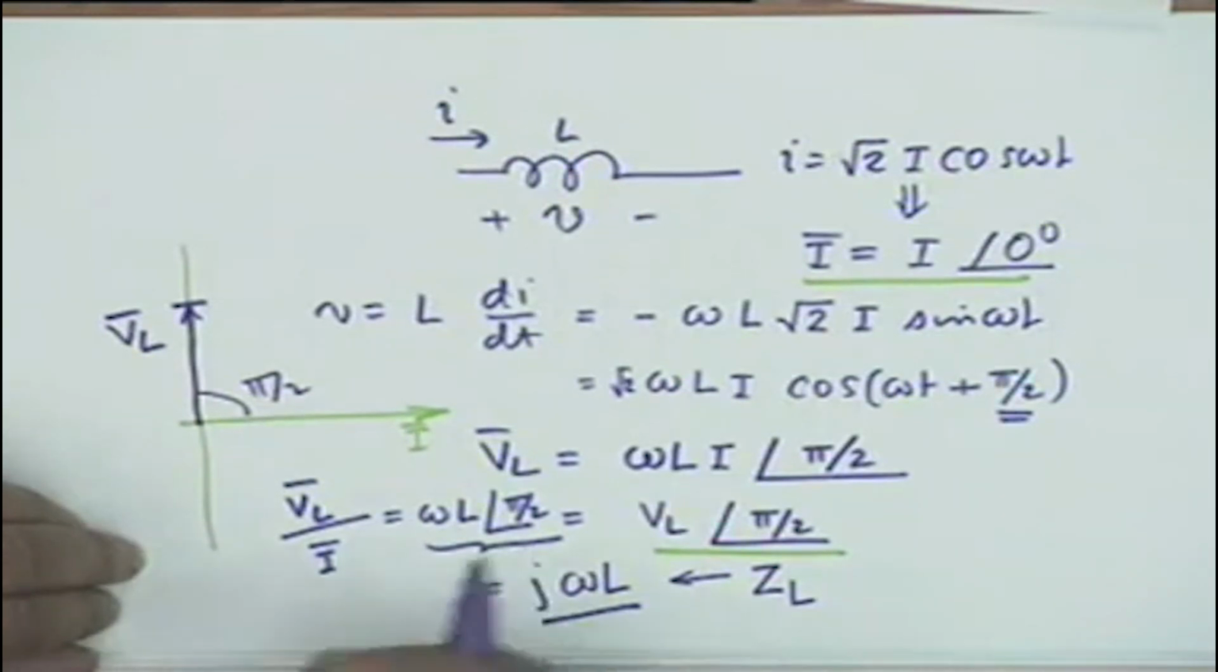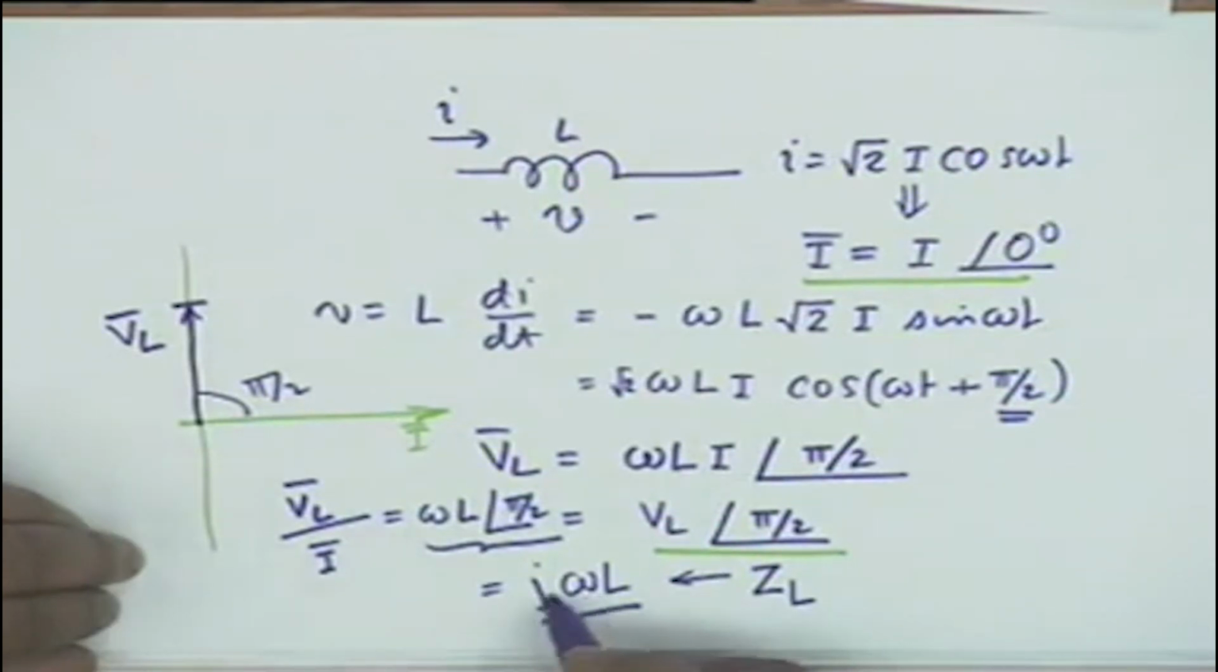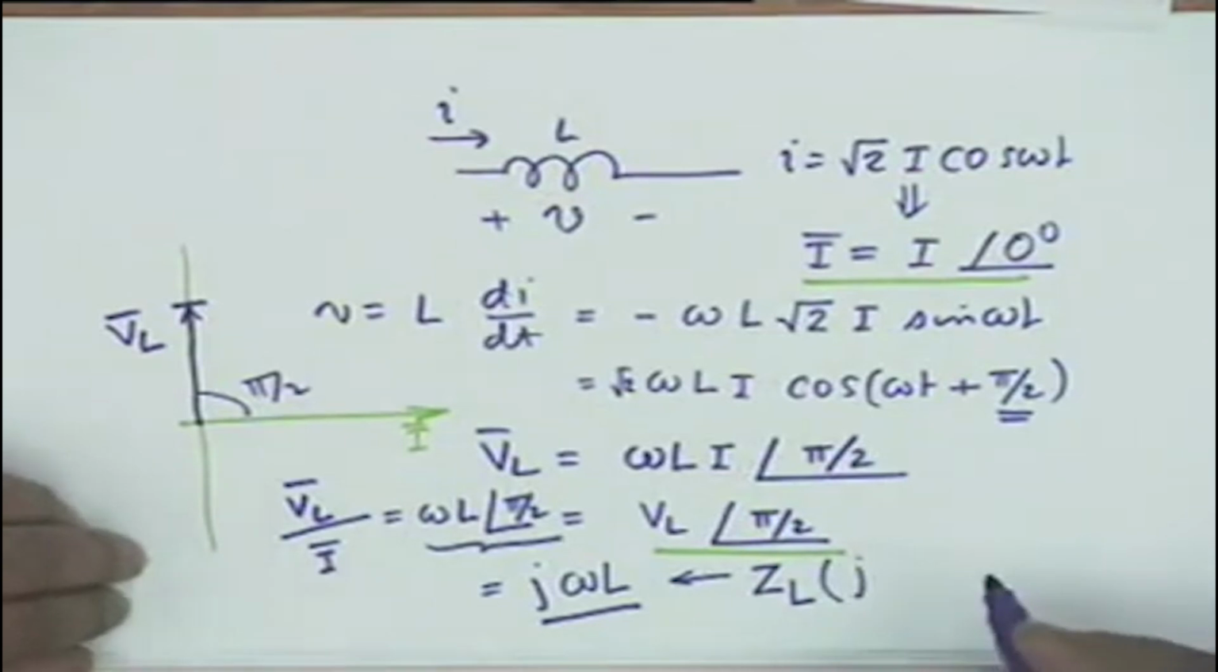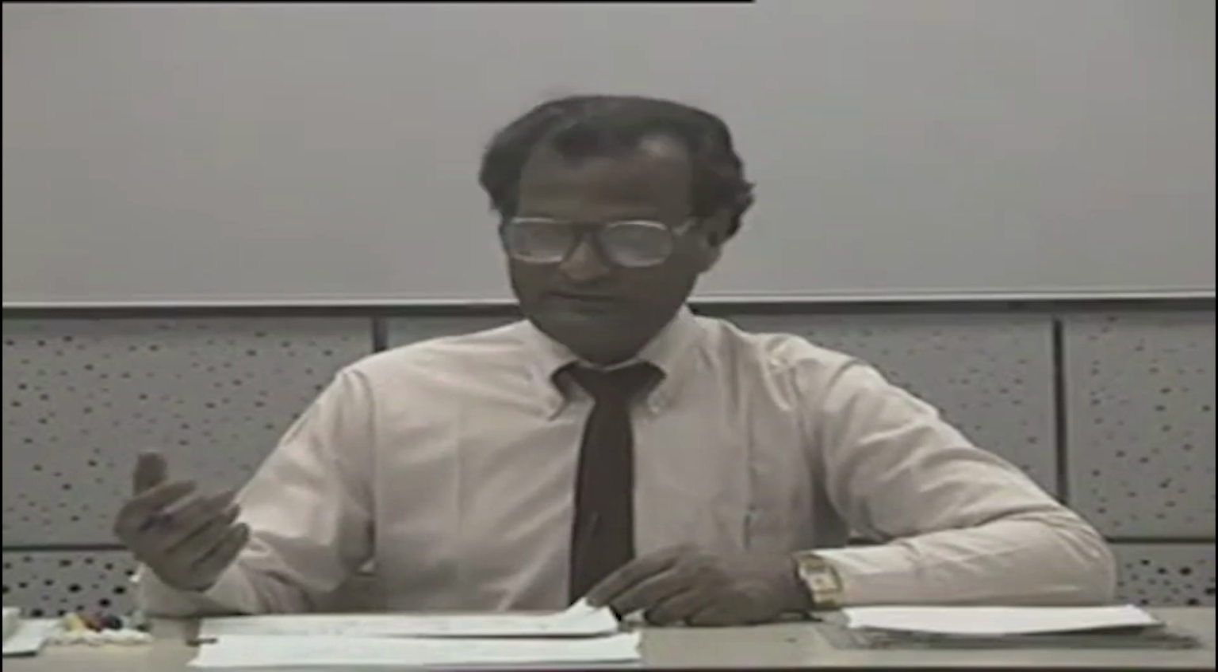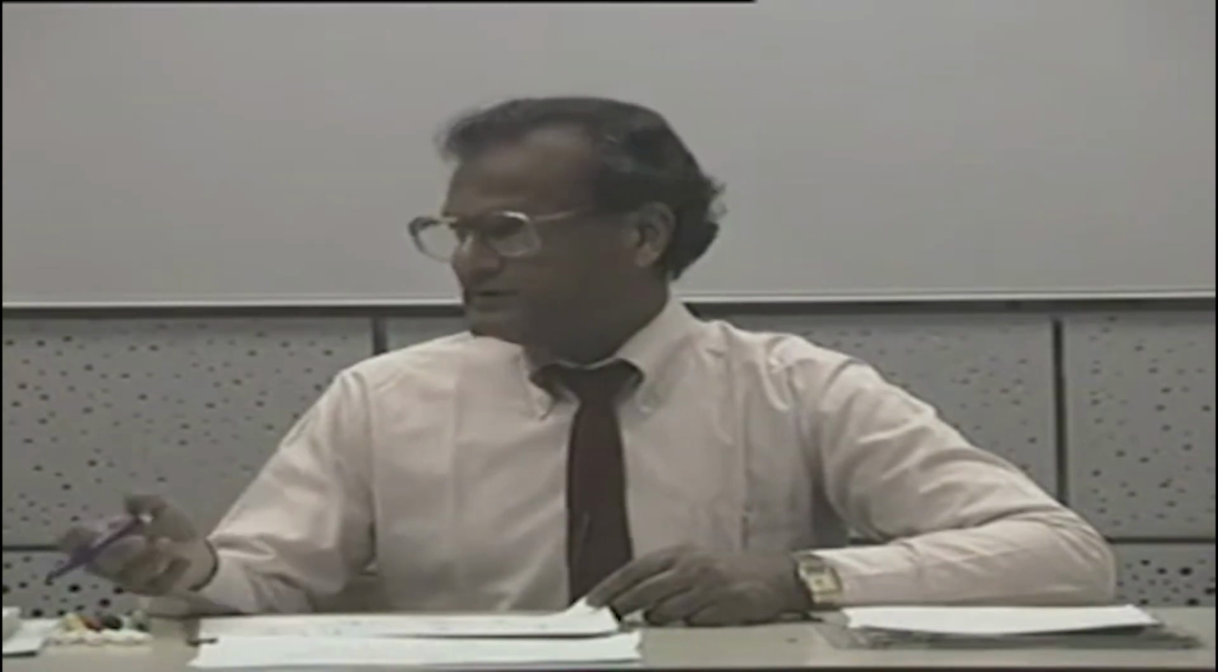That is, instead of e to the st, what we have is e to the j omega t, and therefore S is replaced by j omega, and j omega L is the impedance of the inductor. To make this explicit, we say ZL of j omega, that is, the impedance of the inductor at a sinusoidal frequency of omega. That is, S is replaced by j omega. Alright. In that sense, what is the impedance of a resistor? Irrespective of the value of S, whether it is DC, a truly exponential quantity, or a sinusoidal quantity, the impedance is always equal to R and the angle is 0 degrees.